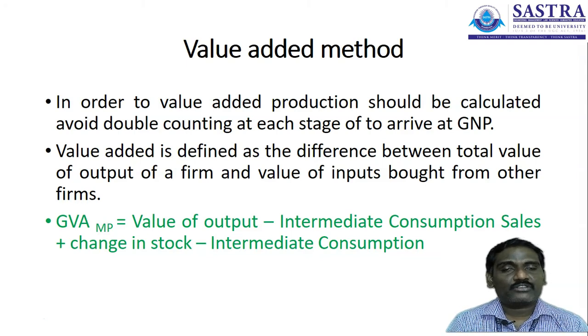Together is calculated. So what raw material has been used, what services have been added, or what processes have been added to the particular product, that value added is calculated by these two important methods. The gross value added at market price is calculated as the value of output minus intermediate consumption, that is, sales plus changes in stock minus intermediate consumption. Together it is calculated.